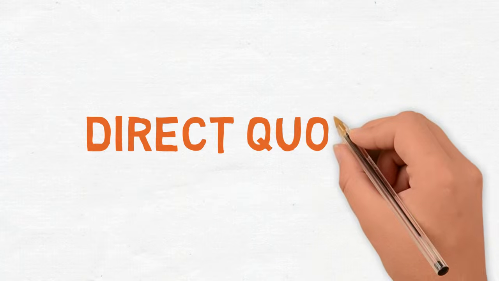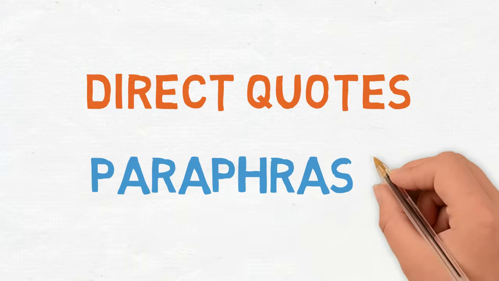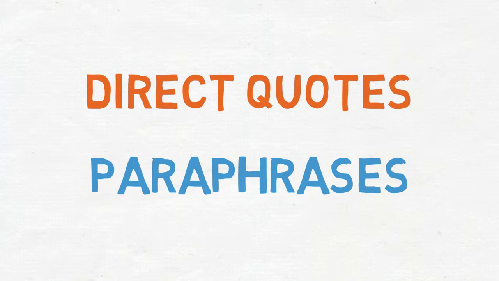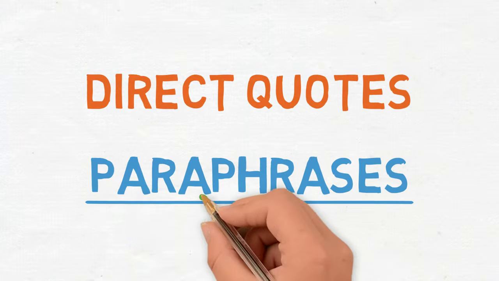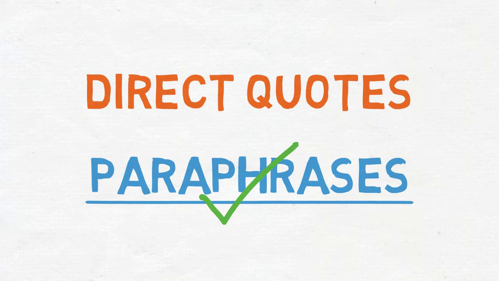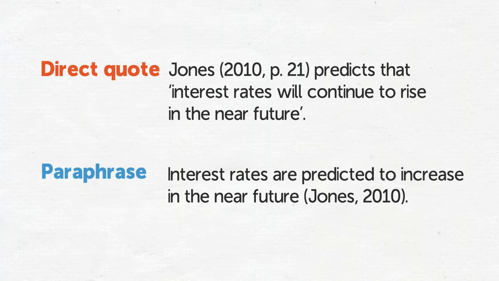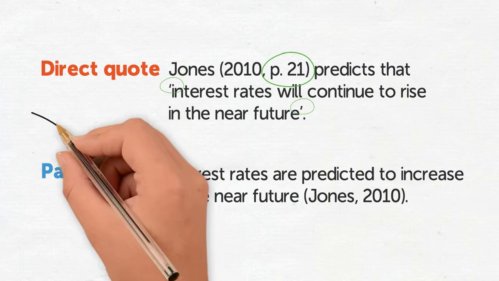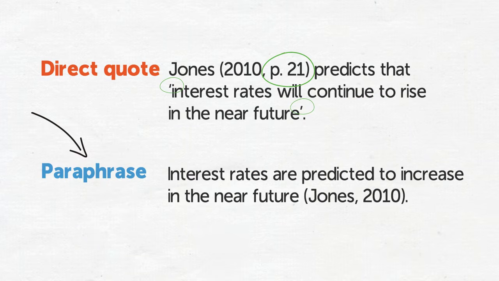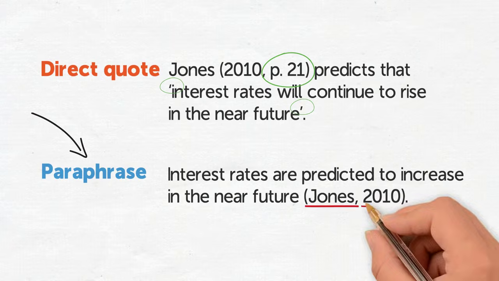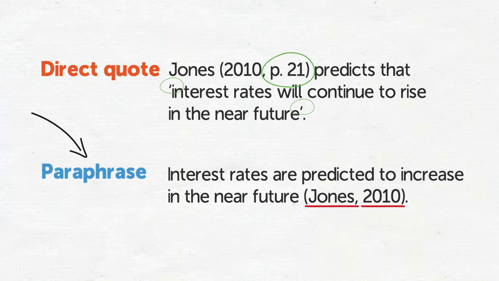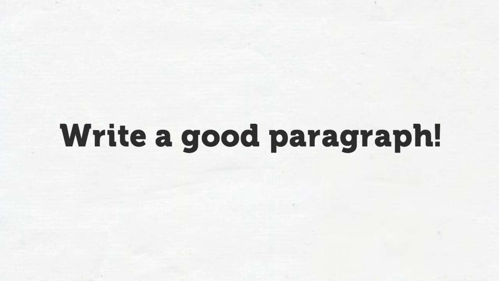In the writing, you can quote the exact words or you can rewrite it in your own words. Writing in your own words is called paraphrasing, and that is generally better. I'll show you some examples. See how we have used quotation marks and page numbers in the direct quote. But in the paraphrase, where the words have been changed, you need to include the author's name and year of publication. To weave all these pieces of information together, you need to write a good paragraph.